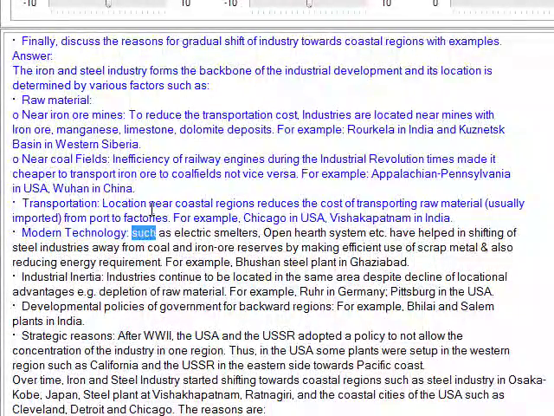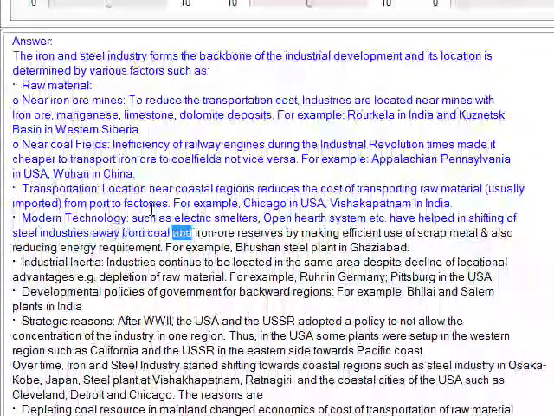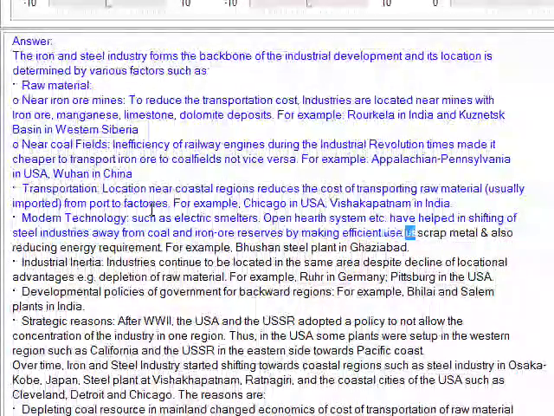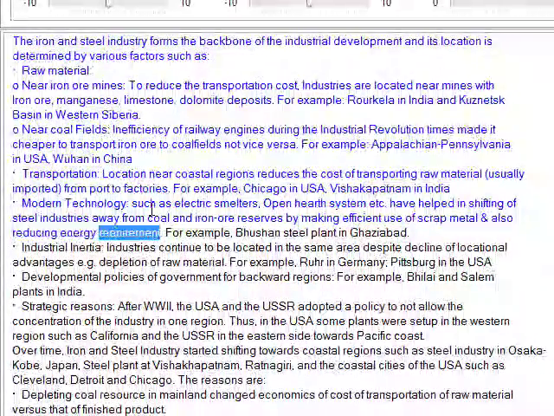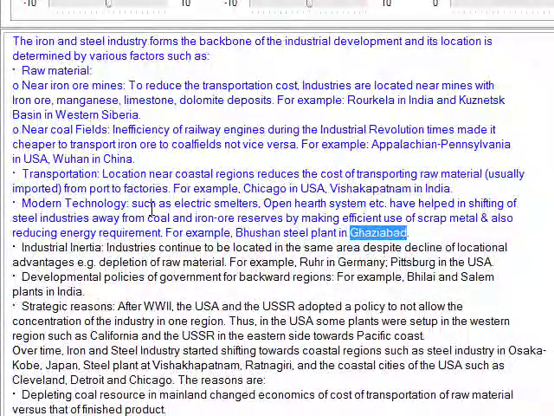Modern technology, such as electric smelters, open hearth system, etc., have helped in shifting the steel industries away from coal and iron ore reserves by making efficient use of scrap metal and also reducing energy requirement. For example, Bhushan Steel Plant in Ghaziabad.